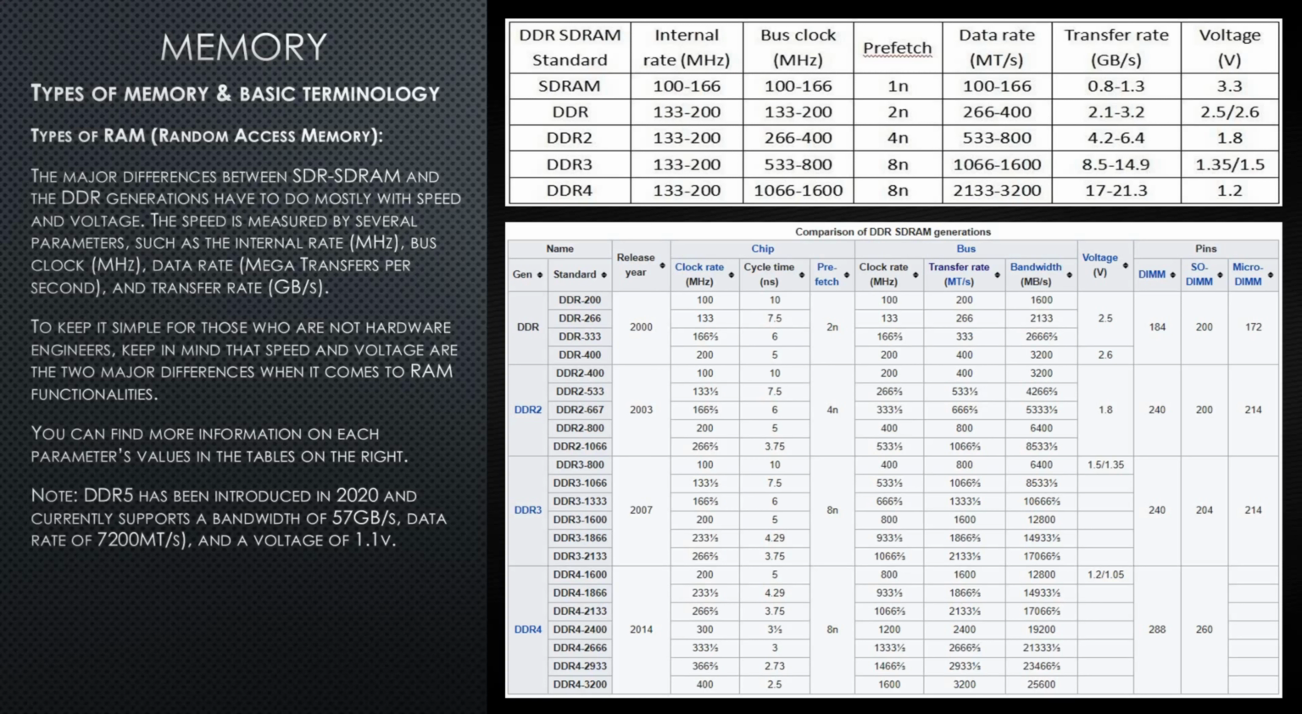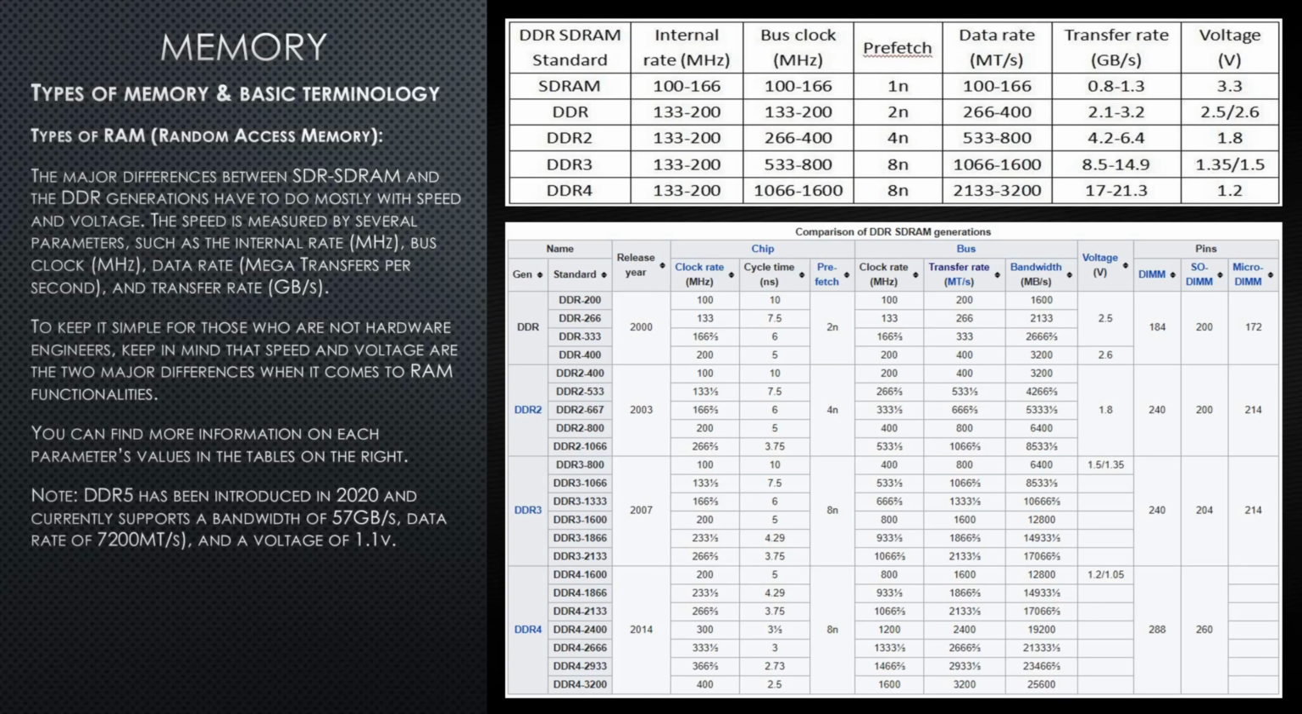Note, DDR5 was introduced in 2020 and currently supports a bandwidth of 57 gigabytes per second, a data rate of 7,200 megatransfers per second, and a voltage of 1.1 volt.